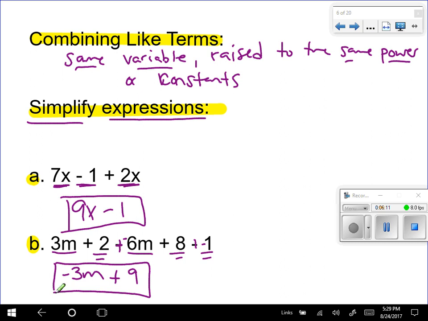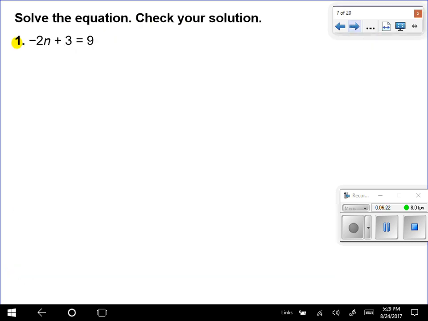So that is how we combine like terms and simplify expressions. Now we're going to take this information and use it to help us solve equations. This first one, we're going to look at it.